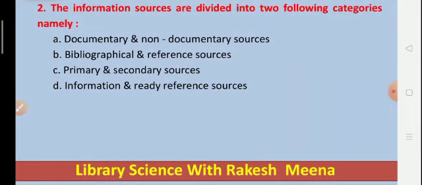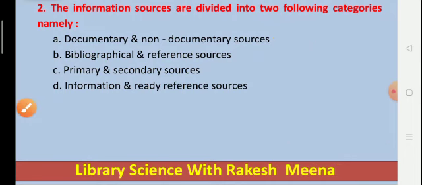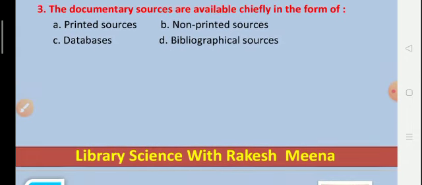The correct answer of that question, option number A. Option number A is the documentary and non-documentary sources. Yes, this is the correct answer for that question guys. Next question is question number third.